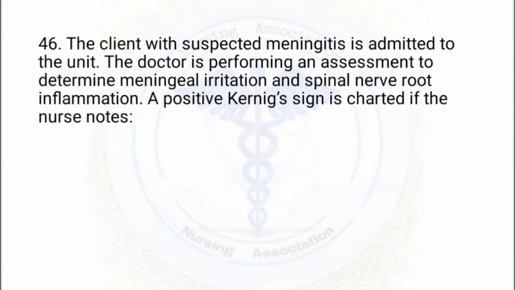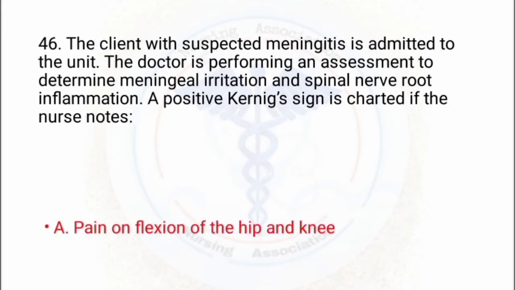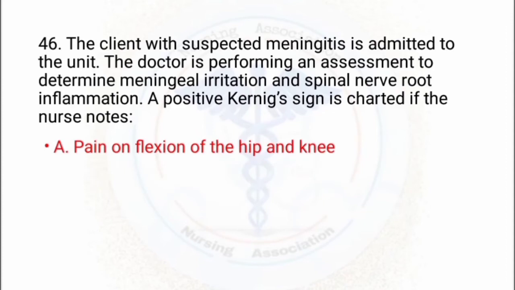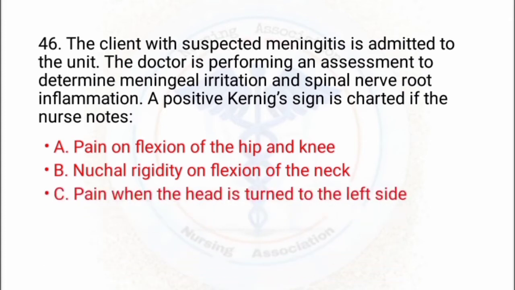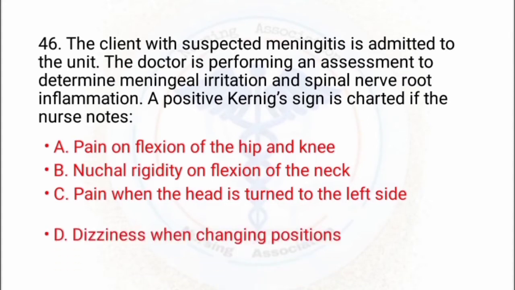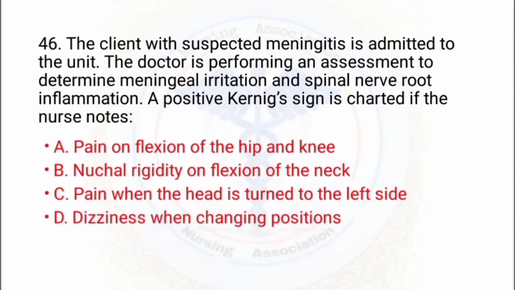So let's begin. Starting from the 46th question, the client with suspected meningitis is admitted to the unit. The doctor is performing an assessment to determine meningeal irritation and spinal nerve root inflammation. A positive Kernig's sign is charted if the nurse notes option A, pain on flexion of the hip and knee, option B, neck rigidity and flexion of the neck, option C, pain when the head is turned on the left side, or option D, dizziness when changing position.